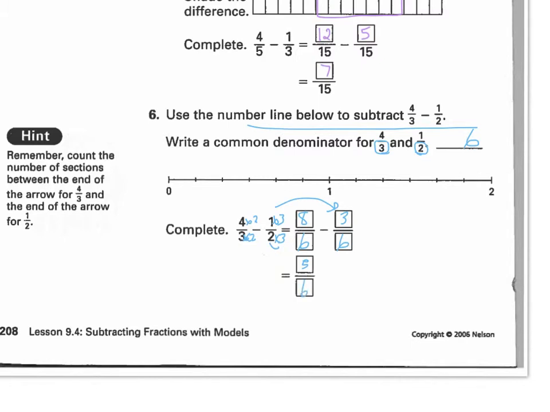Let's put this on the number line. I already have 6 sections for one whole. I'm going to label 8/6. 1, 2, 3, 4, 5, 6, 7, 8. Now I'm going to label 3/6. 1, 2, 3. I need to find the difference. Let's count. 1, 2, 3, 4, 5. And I have 5/6.